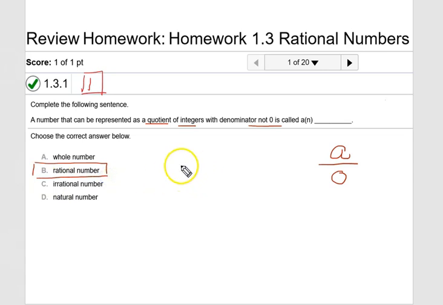Now we also mentioned rational numbers in their fractional form terminate or repeat. If they do that, that's considered rational. And then we have the irrational, like the square root of 2, which would not terminate and which would not have a repeating pattern.